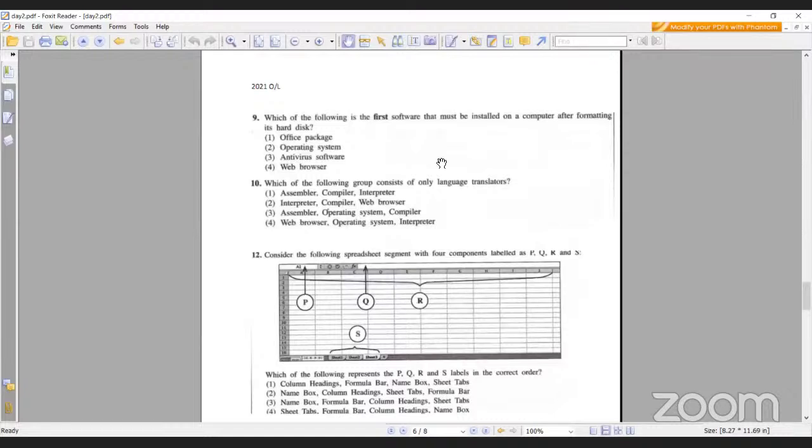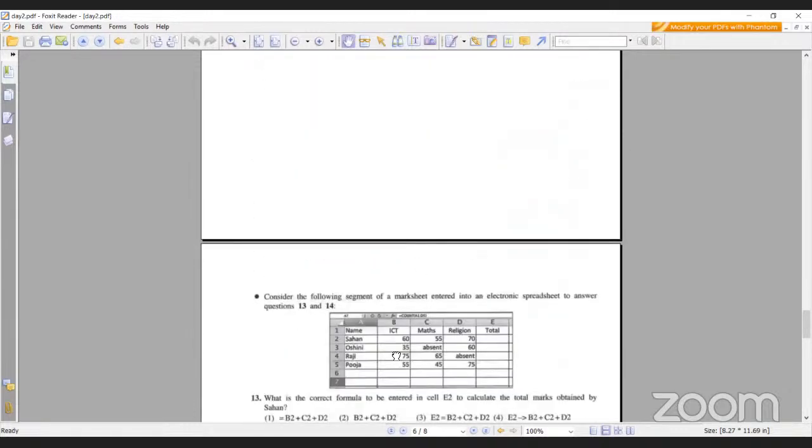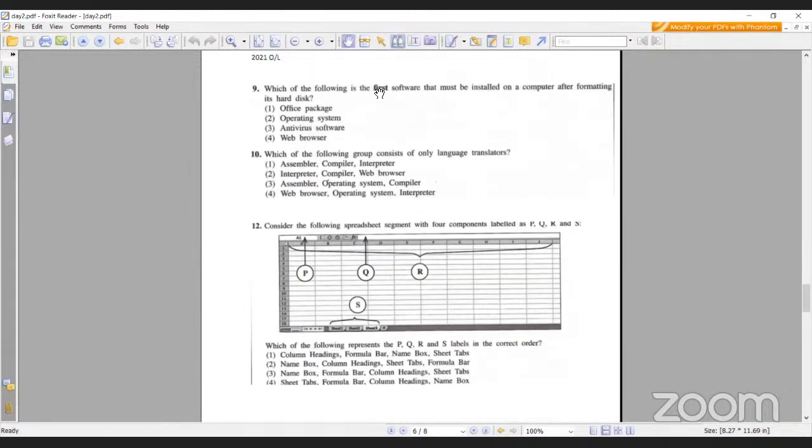Okay, 2021, last year's question paper. We'll try them quickly. Try to find out the MCQs and send me the answers if you can. Some of you have sent.